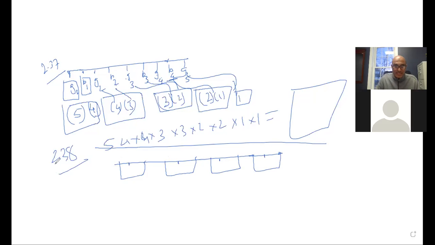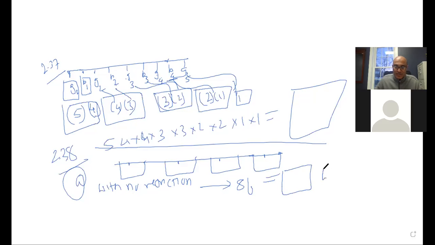Okay, the first question is, with no restriction. How many ways can they be seated with no restriction, right, guys? So eight people with no restriction, it is 8 factorial. So this is the answer, 8 factorial ways.